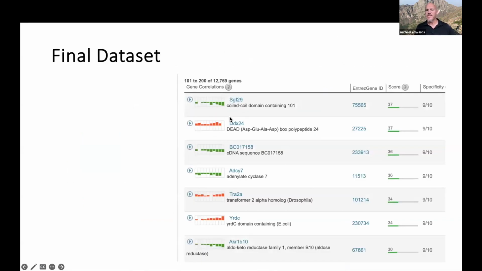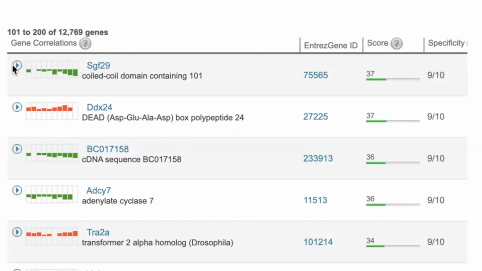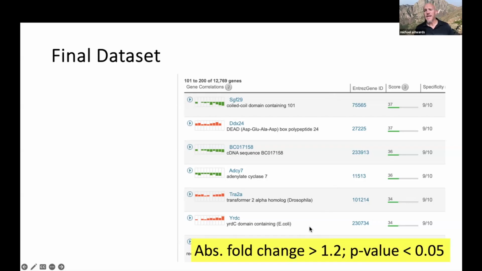In our final data set, this gives you an example. This is just one time point, but you can see each of these bars would be a different experiment, or a study comparison within a different study. The height of the bar indicates the magnitude of change compared to controls. Anything green is going down compared to control, and anything red is going up. Again, these are the scores that we get. What I want to point out is that for a gene to be considered differentially expressed, we use an absolute fold change greater than 1.2 and a p-value less than 0.05.